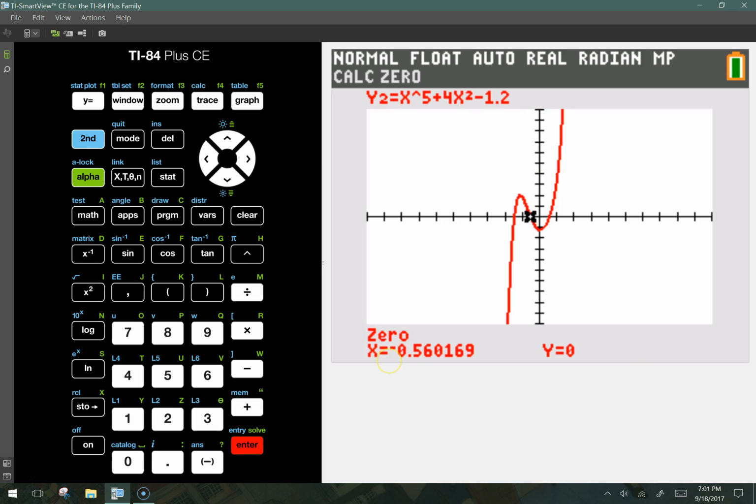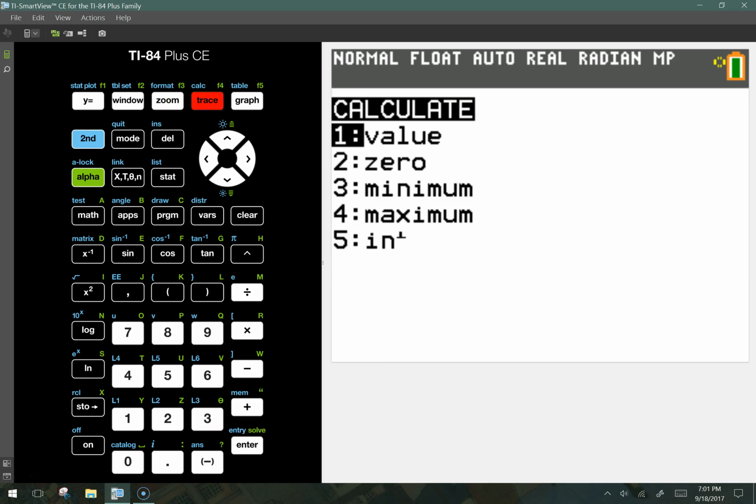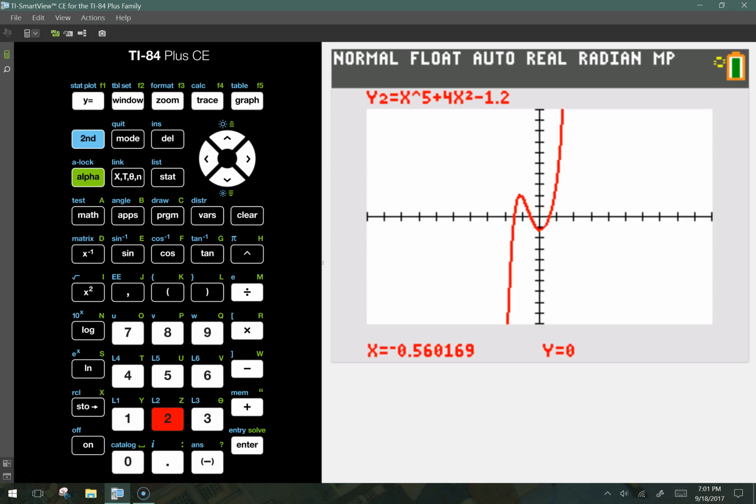And that tells me that my x-intercept is at approximately -0.6. I'm rounding to tenths places. Now I do need to do this one more time to find this third zero that's on the far right side. So I'm going to go to second trace. I'm going to choose 0 one more time.